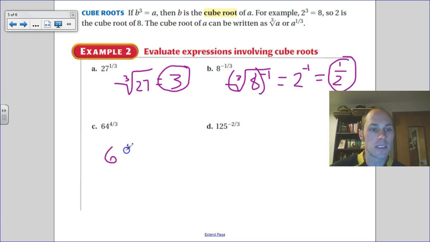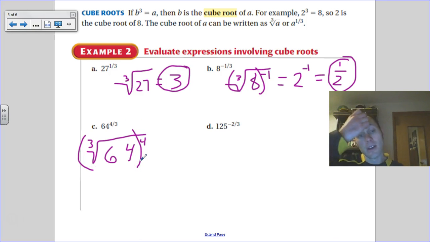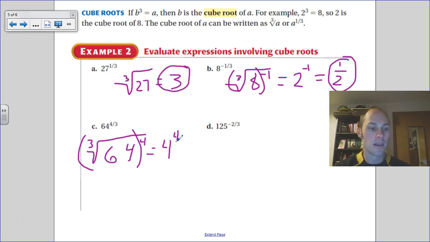64 to the 4/3. We've got the cube root of 64 raised to the 4th power. If I raise 64 to the 4th power, that's going to be a very large number. So I've got to think of what number times itself 3 times gives me 64. I think that's 4. 4 times 4 is 16, times another 4 is 64. So then 4 to the 4th. Let's see, 4 times 4 is 16, times another 4 is 64, times another 4 is 256.